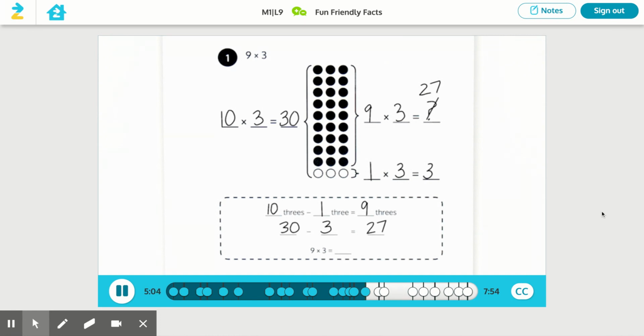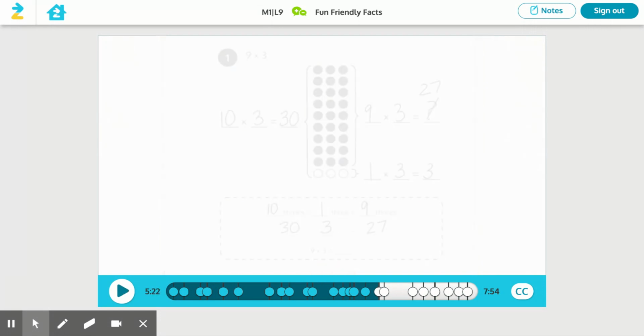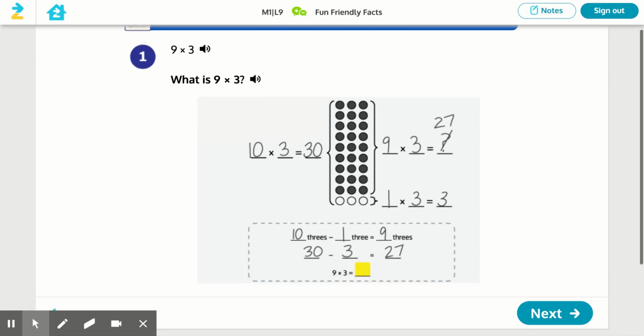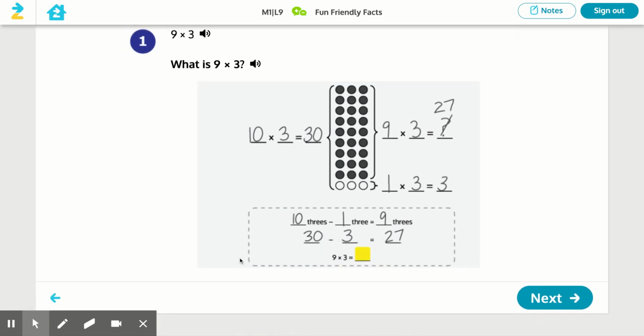Let's put it all together. 9 times 3 is the same as 10 threes minus 1 three. That's 30 minus 3, or 27. So now answer the original question in your notes. 9 times 3 equals... All right, guys. So now we know that 9 times 3 equals what? That's right. 9 times 3 equals 27.